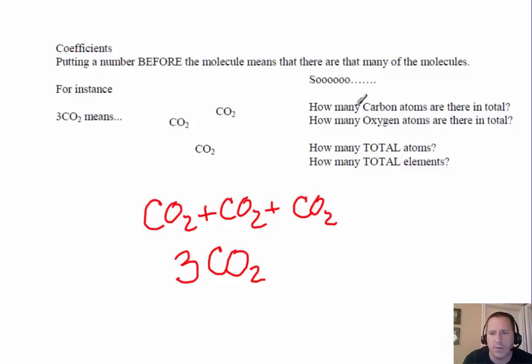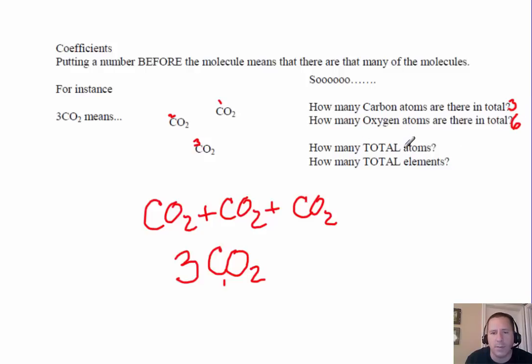So, if we were to answer the question, how many carbon atoms are there in total? Well, we could count. There's 1, 2, 3. Or we could also say we have an invisible subscript of 1, and we multiply that times the 3 in the front, which gives us 3. How many atoms of oxygen are there in total? There's 2, 4, 6. Or we could say that there's 2 times the coefficient of 3. So the coefficient times the subscript would give us 3 times 2 is 6.